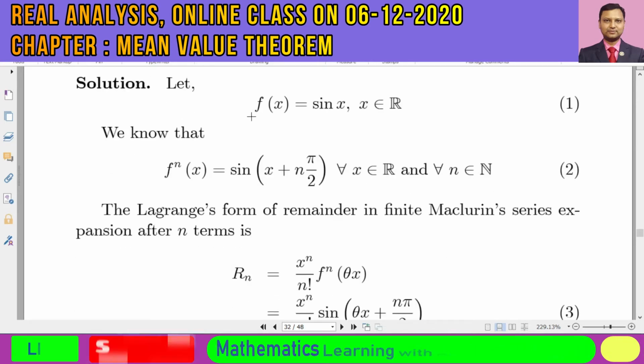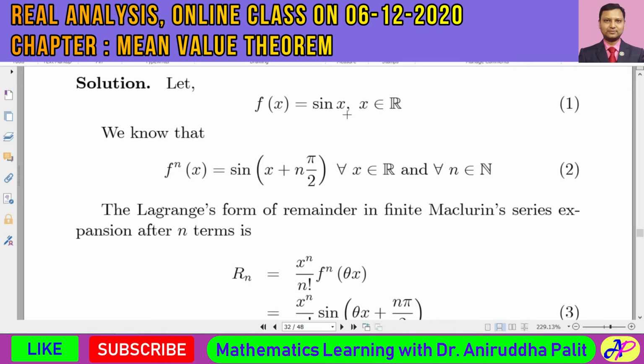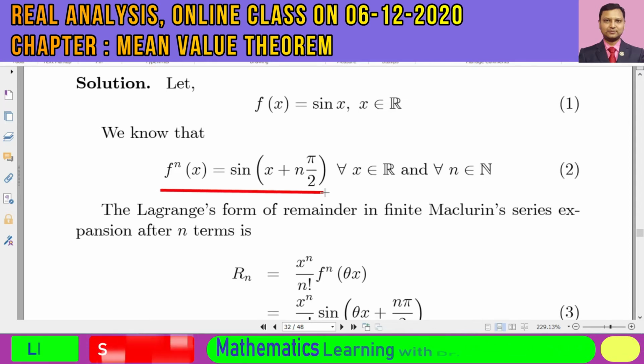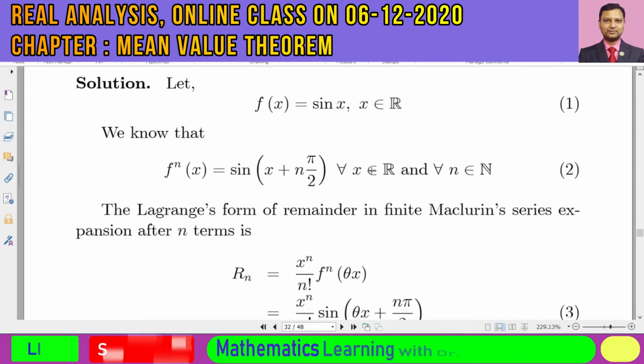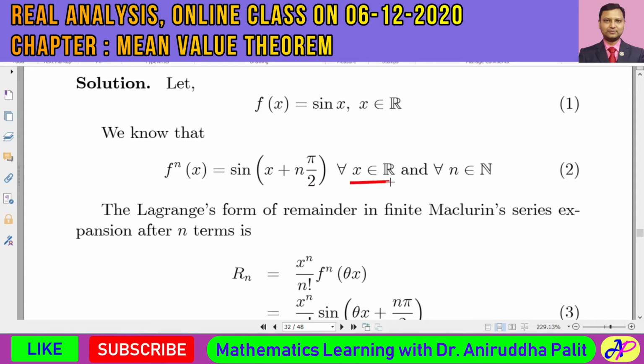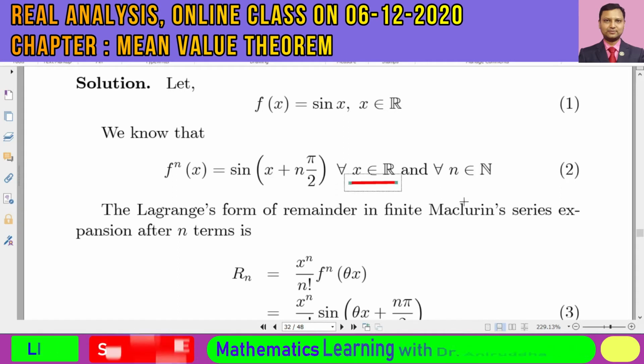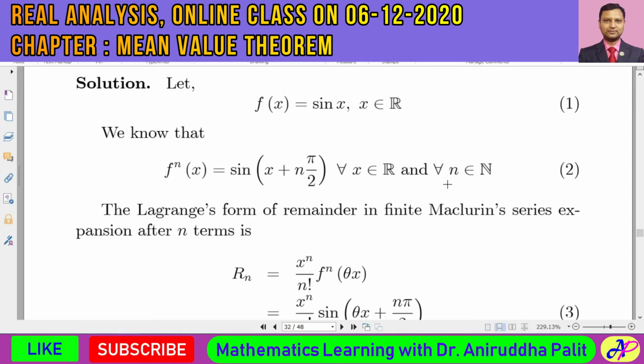So we know that f(x) is equal to sin x. If f(x) is equal to sin x, then any derivative can be represented in this fashion: sin of x plus n into pi by 2 for all x belonging to R. Here we do not have any restriction on x, so these results are true for all values of x, and for all n. That means the nth derivative is equal to sin of x plus n into pi by 2. This nth derivative exists and is continuous for all positive integers n.